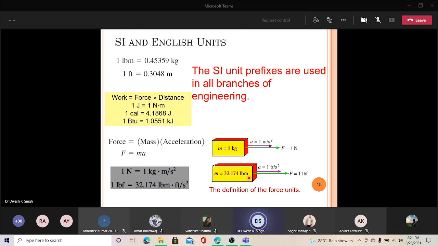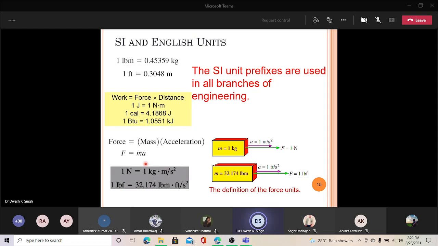So that is the main difference. Here you can see that 1 Newton is equal to 1 kg meter per second squared, but 1 lbf is equal to 32 lbm mass multiplied by the acceleration, which is in terms of feet. So you can see how these are related. 1 Newton and 1 lbf are both force units. lbf means pound force, and lbm means pound mass.